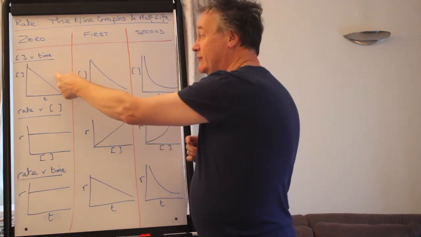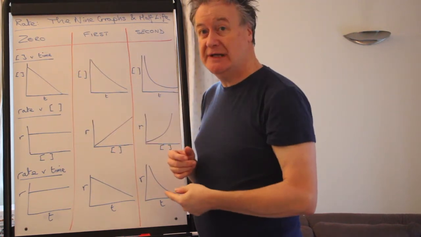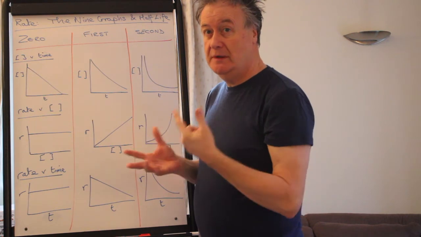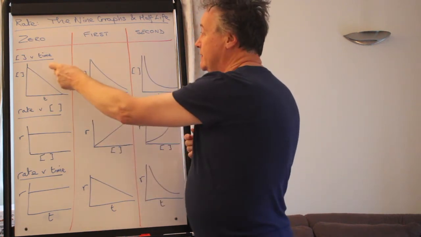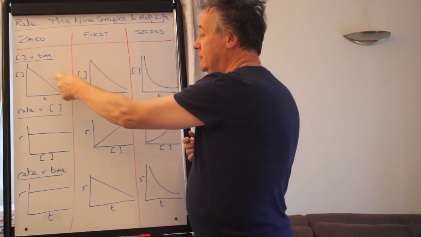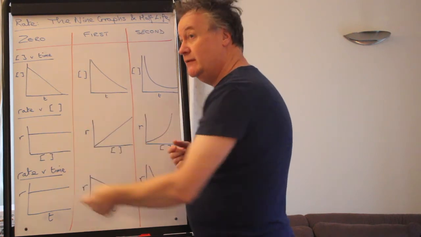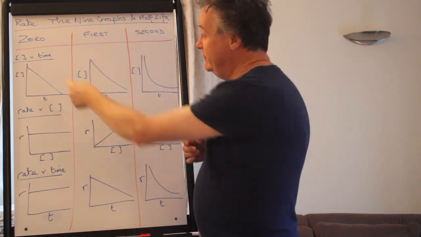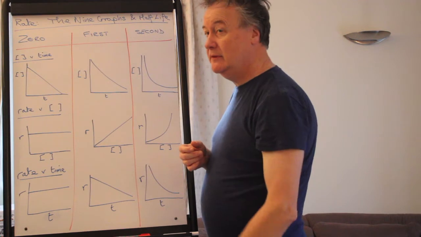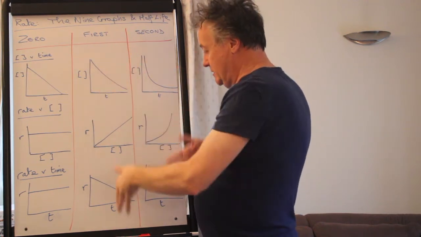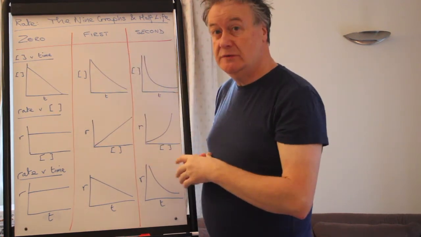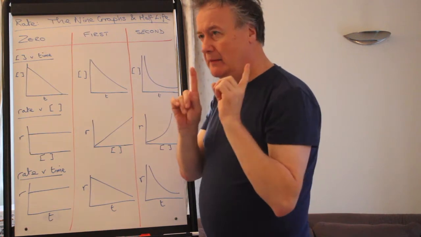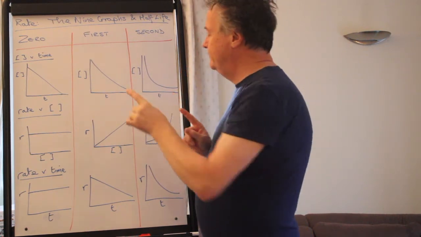You'll never get this one for an overall order because every reaction has something in the rate equation. So this can't be an overall graph. Neither can these two for that matter. They can only be for individual components. But these ones can be for overall or individual depending on the setup, and we'll talk about that very soon.